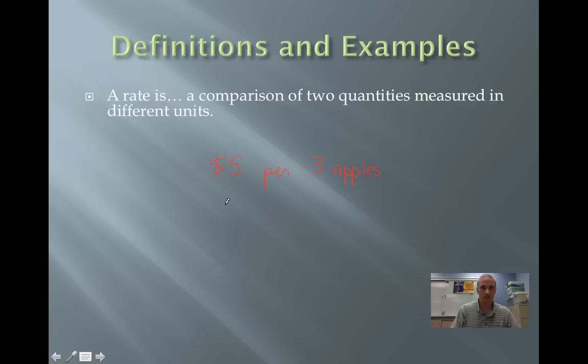Could also be something like 120 kilometers every 2 hours. And so again, this is a rate because we have two quantities that are measured in different units. This one in kilometers, this one in hours.